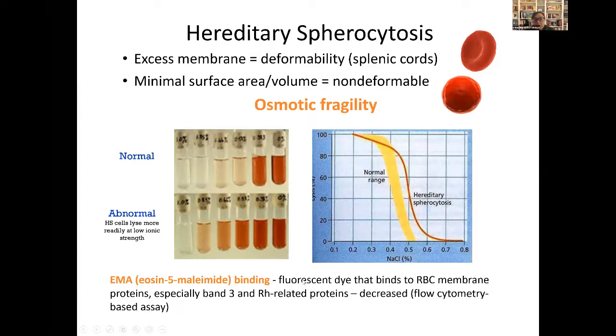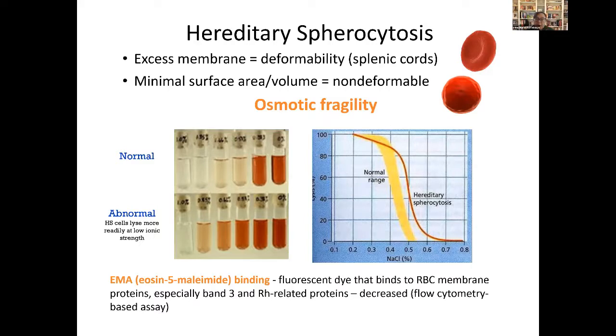More recently, the test for hereditary spherocytosis is called the EMA binding test, or eosin-5-maleimide binding, which is basically a fluorescent dye that binds to the red cell membrane proteins, specifically band 3 and other Rh-related proteins. And it's decreased in hereditary spherocytosis. This is a flow cytometry-based test, and it's available in Montefiore as a send-out.